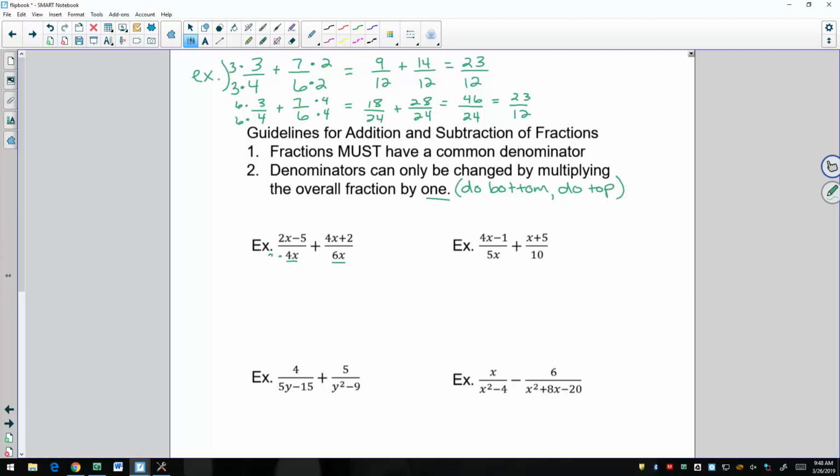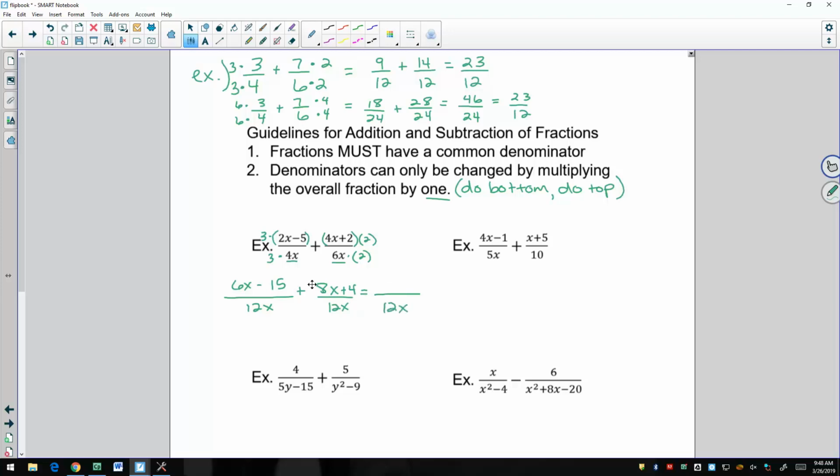So we're going to multiply this guy by 3 to turn it into 12. But when I do the top by 3, make sure you multiply the entire top by 3. Over on the right side, I'm going to multiply the right side by 2. But again, make sure you multiply the whole right top by 2. So on the top, I now have on the left 6x minus 15 all over 12x, plus 8x plus 4 all over 12x. So now I know when I add them together, my bottom is going to be 12x in my answer.